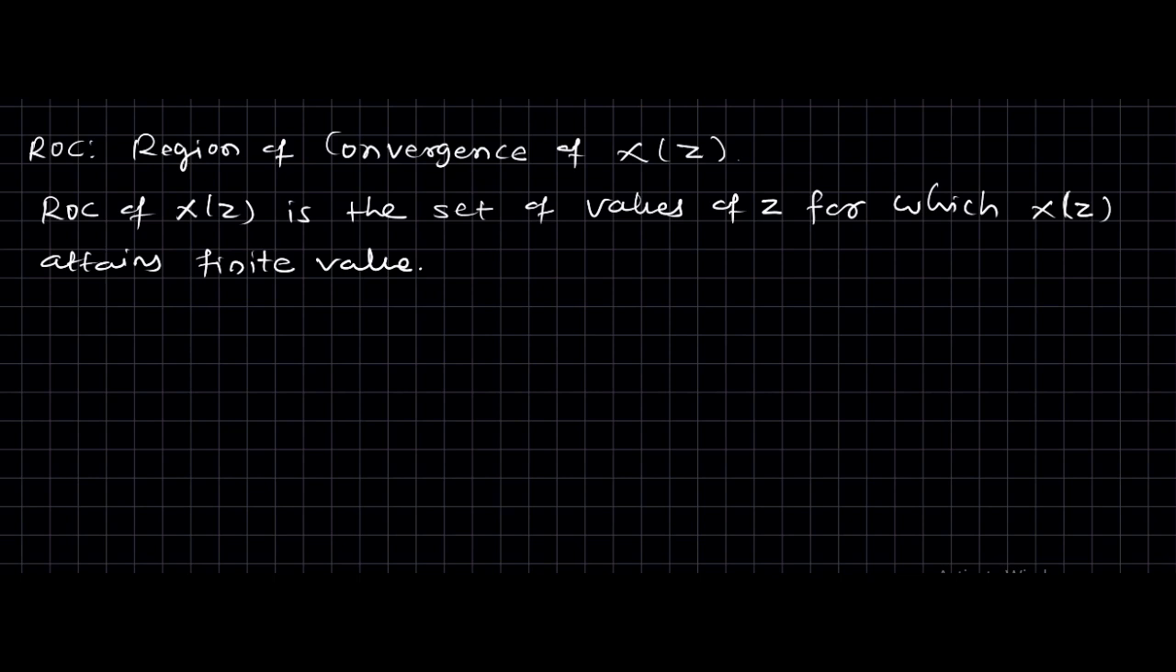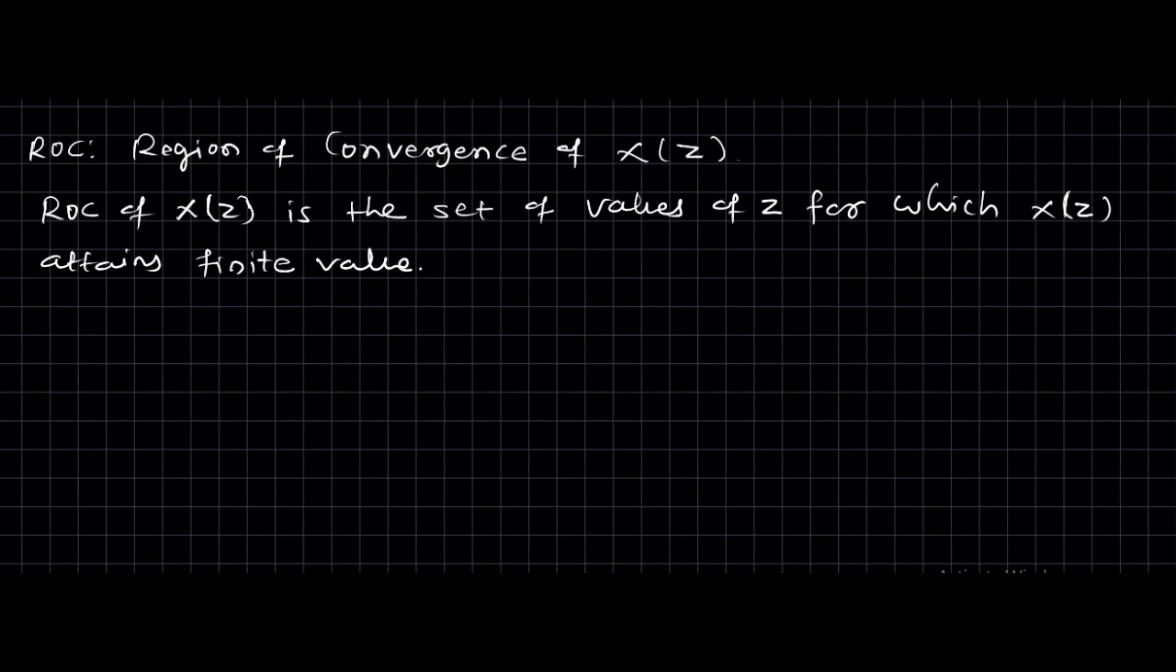Very important concept. When we solve the equation for X of z and we get an answer, and in that answer we put values of z such that we can obtain a finite value, those values of z are called the region of convergence, and that is located on the z plane. We are going to solve an example, and there you will understand what the region of convergence is and what the values are for which X of z attains finite values.